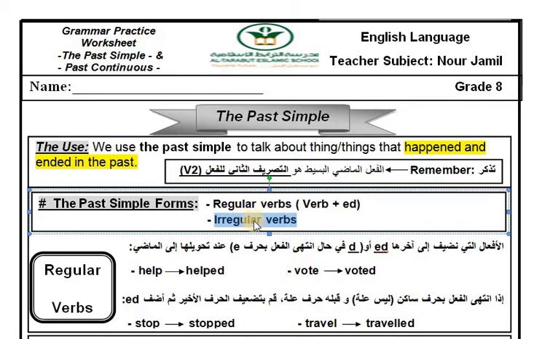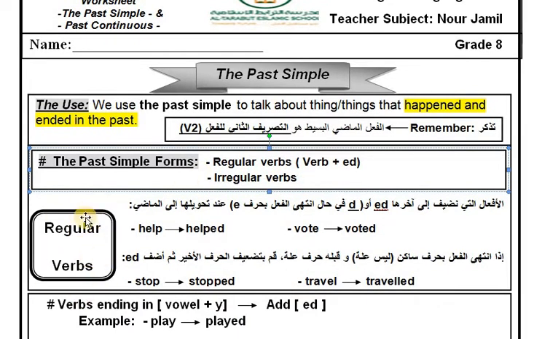ودائما كنا نحكي irregular verbs بيكونوا عنا حفظ. Why؟ لأنه هدول ما بنضيف لهم ed. إحنا اللي بدنا نكون حافظين وفاهمين كيف بيكون عندي شكل ألف أفعال غير المنتظمة. Okay guys, let's start with regular verbs. Look here. الأفعال التي نضيف إلى آخرها ed or d في حال انتهى الفعل بحرف e عند تحويلها إلى الماضي.